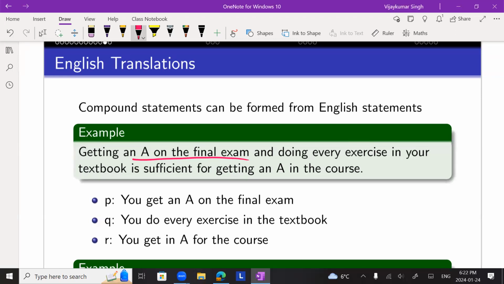So let's take P. There's no reason why I chose that to be P; we could have chosen anything. P is the statement of getting an A in the exam. Let's look at another one. Q is doing every exercise in the textbook. And then we have another statement, R, getting an A in the course. So P, Q, and R are these statements. Now the question is, if I take the above English statement, what is the logical equivalent of this statement in terms of P, Q, and R?